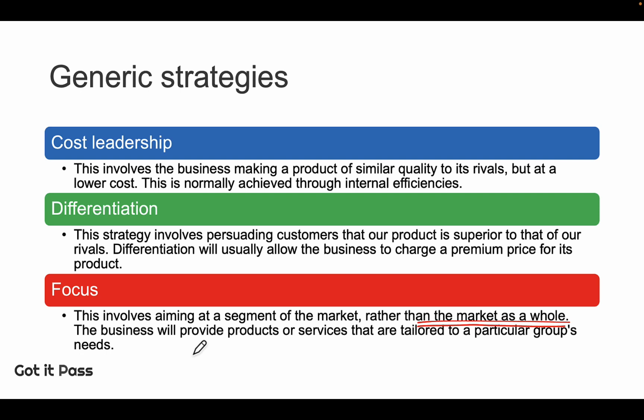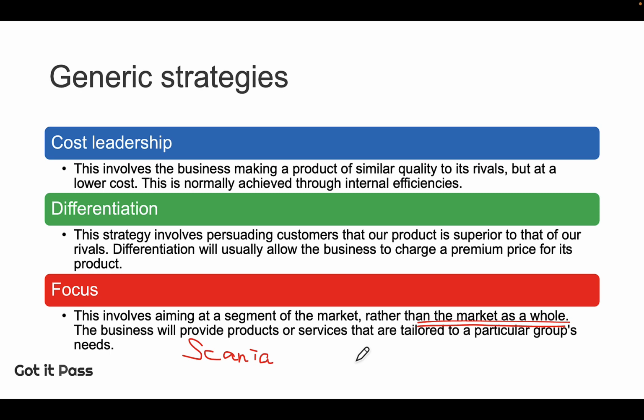One example, say, is Scania. It's a brand for trucks, and it only produces trucks, not passenger cars. So Scania is focused on a particular segment of the motor market, not covering all of them. And it produces high quality trucks for commercial use, tailor-made to a particular group's needs because it only focuses on commercial trucks or commercial vehicles. So here is the focus strategy.